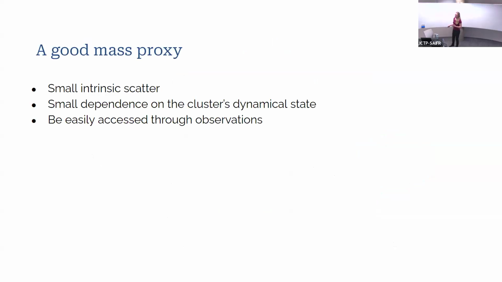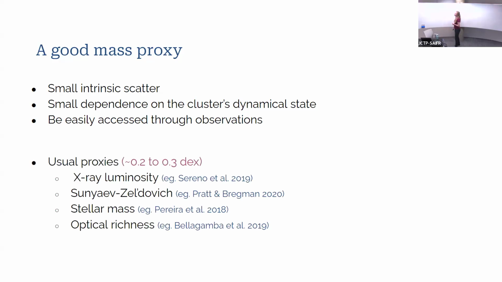And in my work, I was trying to develop a mass proxy to use in the clusters. So what would be a good mass proxy? It must have a small intrinsic scatter, so we have precise mass measurements for the clusters. It must have a small dependence on the cluster dynamical state, as we are considering different clusters across the history of the universe. Some of them might be going through a merger event, so some approaches can be affected by that, and we don't want that to happen. And it must also be easily accessible from the observations, so we can do the analysis without any problems.